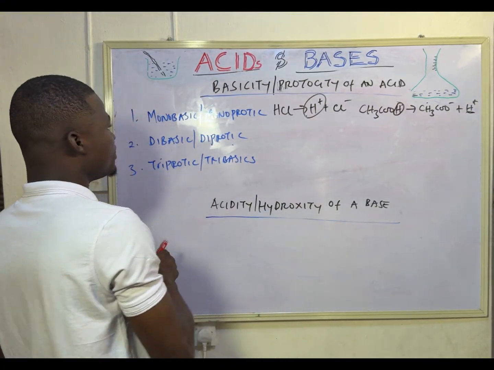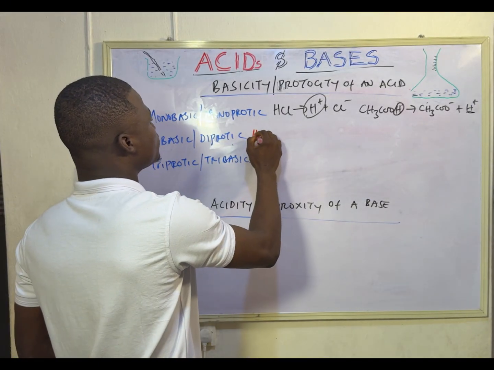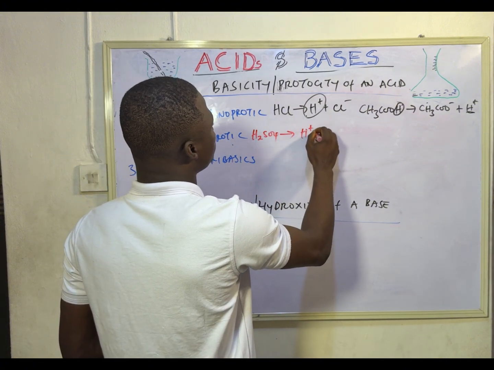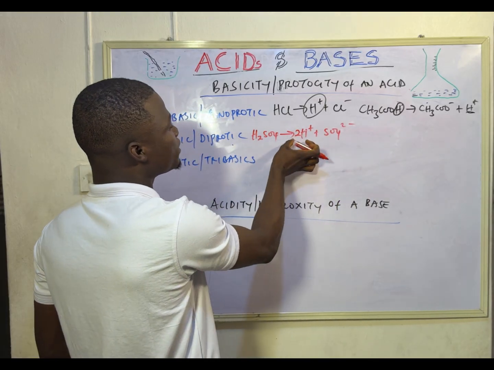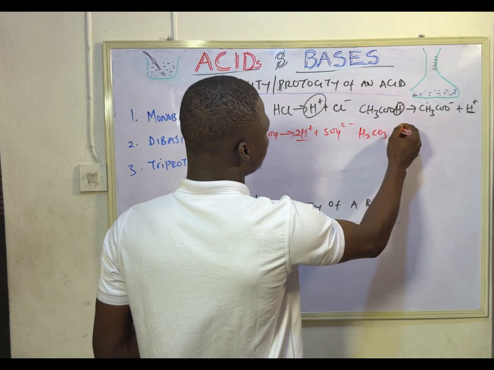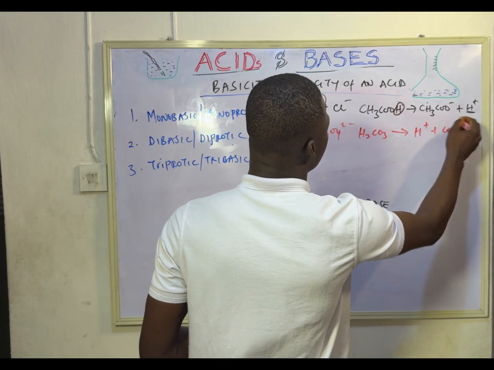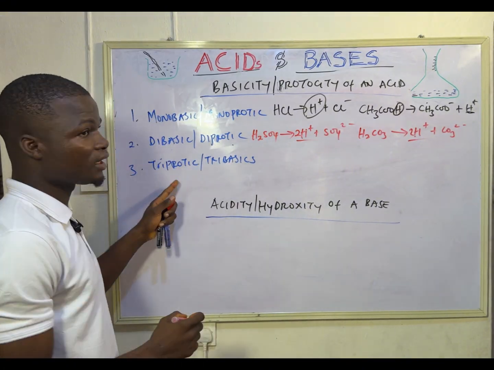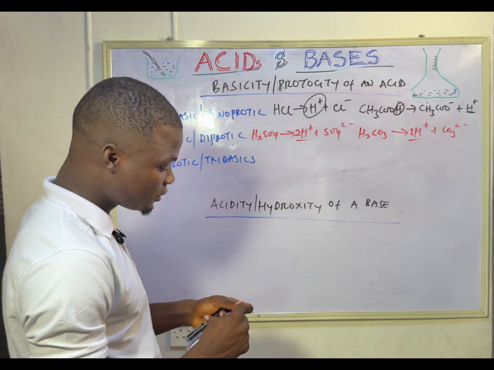Okay, acids that are dibasic ionize to give out 2 hydrogen ions. So a good example is H2SO4. H2SO4 will dissociate to give us 2H plus and SO4 2 minus. So we balance this, and this is 2 hydrogen ions. Another example is H2SO3. This will dissociate to give us 2H plus and SO3 2 minus. They are dibasic. While acids that are triprotic or tribasic dissociate in water to give 3 hydrogen ions.